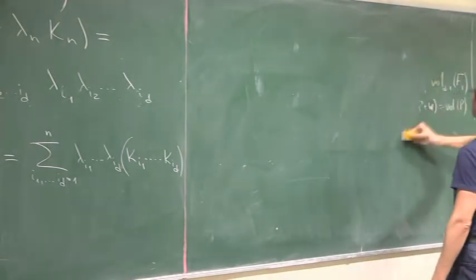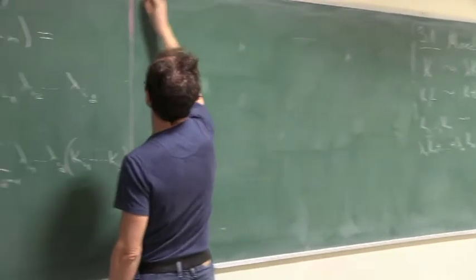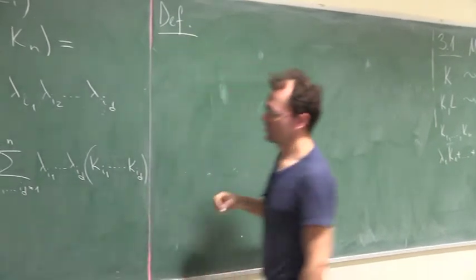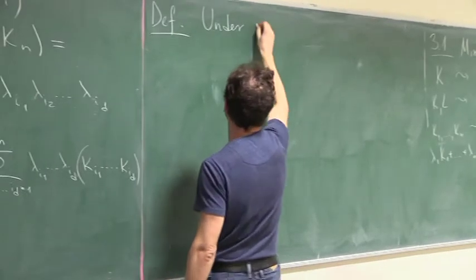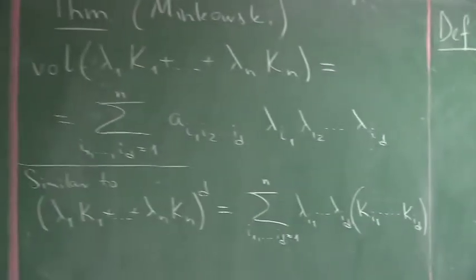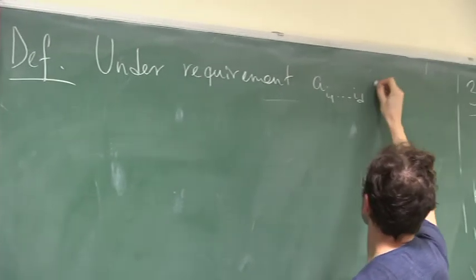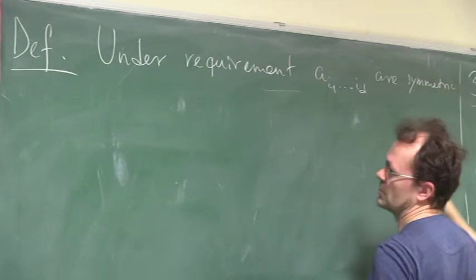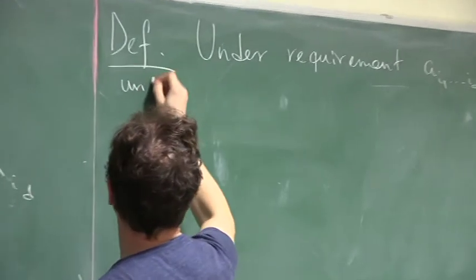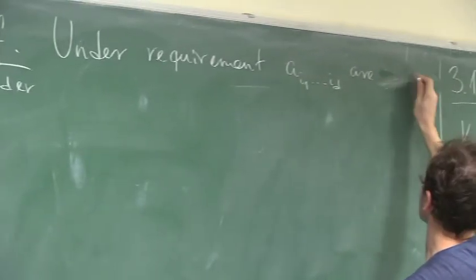So this is how the mixed volumes are defined. Under the requirement that A, I1, so on, ID are symmetric, I mean, invariant under permutations of indices.